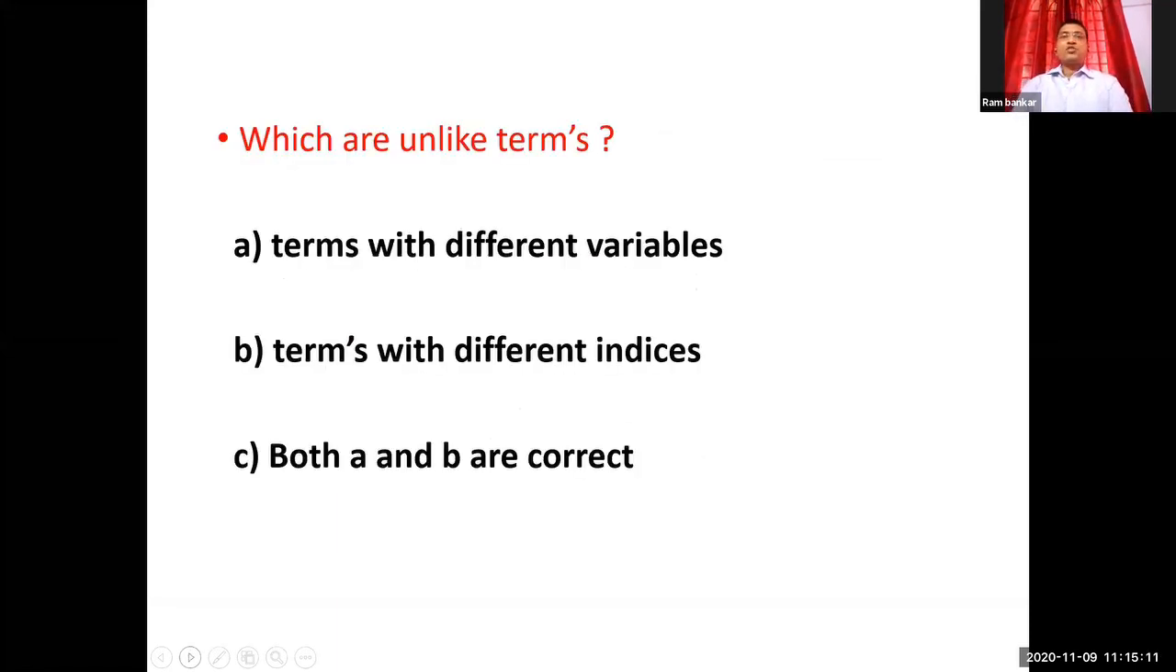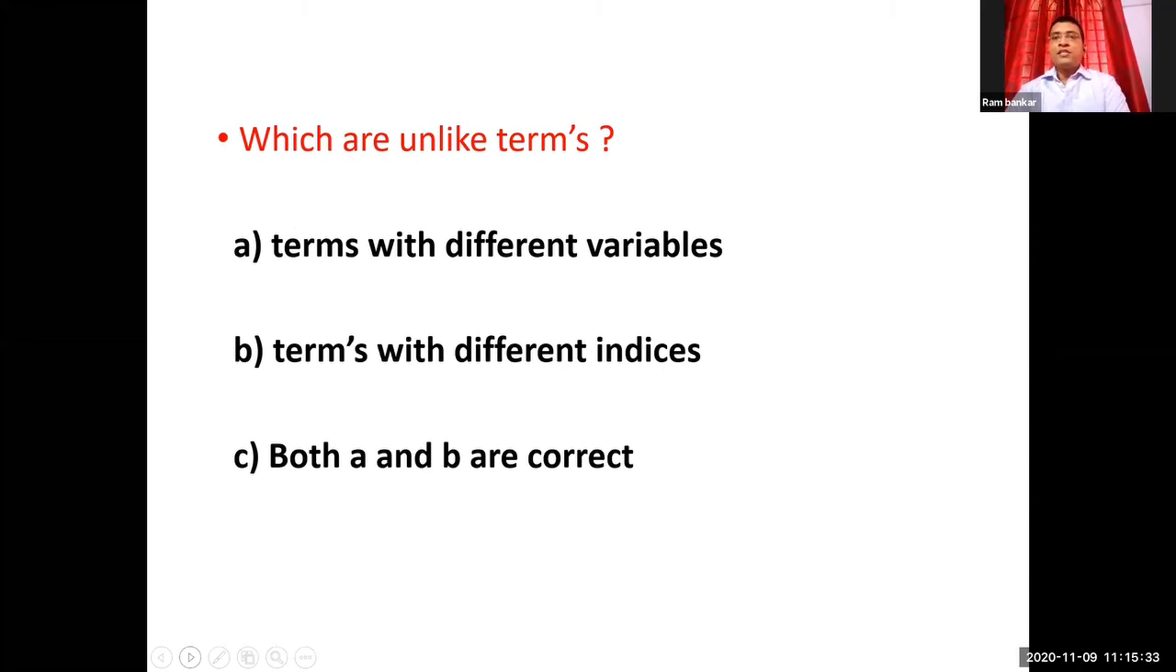So this question is for you, dear students. Now you have to answer me. Which are unlike terms? In the first multiple choice question, you answered like terms. Now this question is for unlike terms. What are they? Option A, terms with different variables, or B, terms with different indices, or different powers.